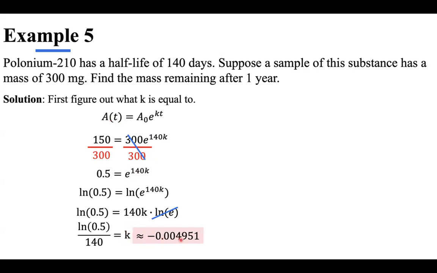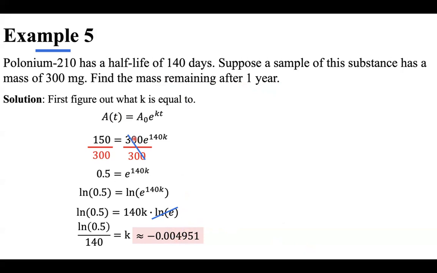For the k value, try to use as many digits as possible. Don't use negative 0.004 or 0.5. Now, to find the remaining amount after 1 year, I will use this as my k value.